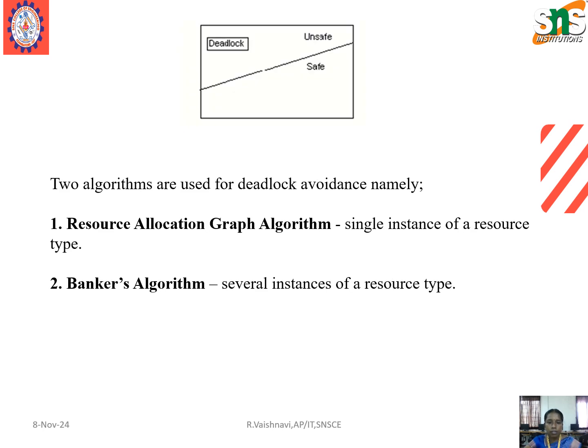Next, we have two algorithms used for deadlock avoidance, namely the resource allocation graph algorithm and the Banker's algorithm. The resource allocation graph algorithm is for a single instance of each resource type, and the Banker's algorithm is used for several instances of a resource type.